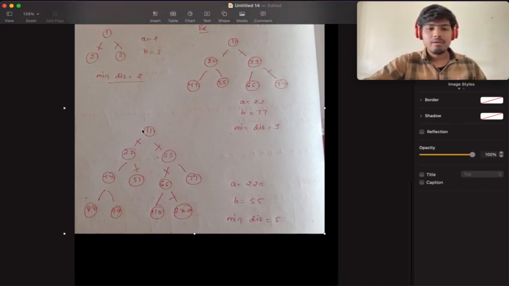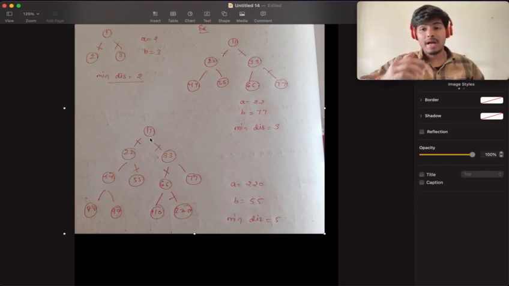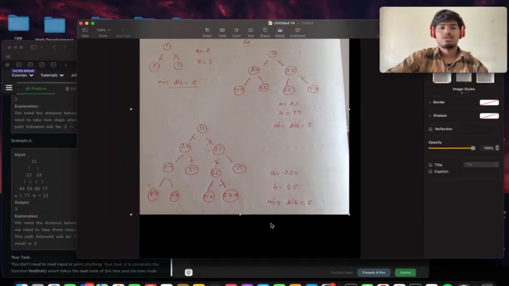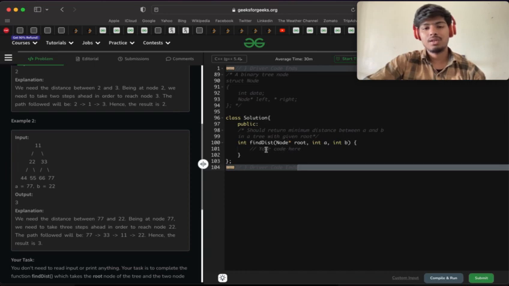Same as before, we'll find the lowest common ancestor, which is 11. Then we'll find the distance, meaning the height of A. Here the height of A will be 1, and the height of B will be 1, 2 and 3. 3 will be the height of B. So the addition of these two, 2 plus 3 equals 5. So this was the intuition for this. Now let's write the code for this.